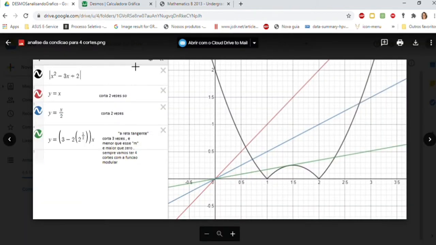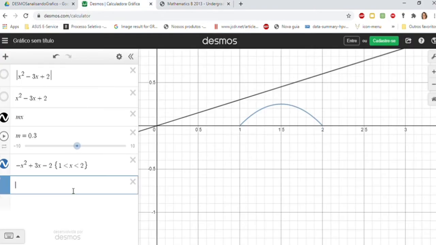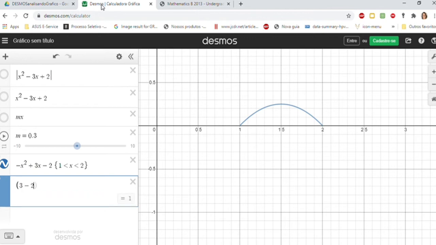Let me just take this number over here. Y is equal to 3 minus 2.